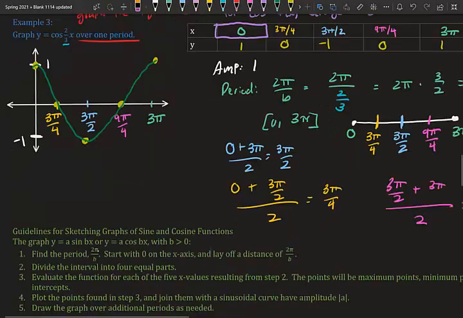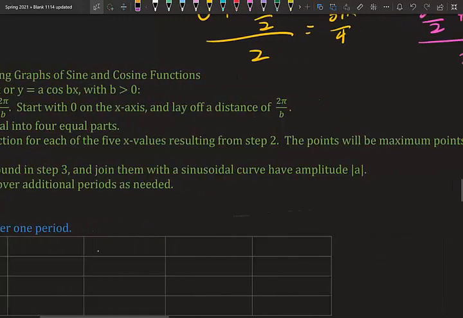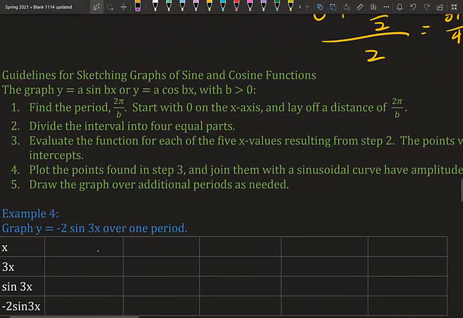We stop it. Alright, guidelines for sketching sine and cosine functions. The graph y equals a sine bx or y equals a cosine bx when b is greater than 0. You find the period, you start off with 0 on the x-axis and lay off a distance of 2 pi over b. So meaning it's 0 to whatever your period is, and that's going to be your period. Divide the interval into 4 equal parts. Evaluate the function for each of the 5 x values resulting from step 2. The points will be maximum points, minimum points, and x-intercepts. You're going to plot the points and then join them with a curve and draw the graph.